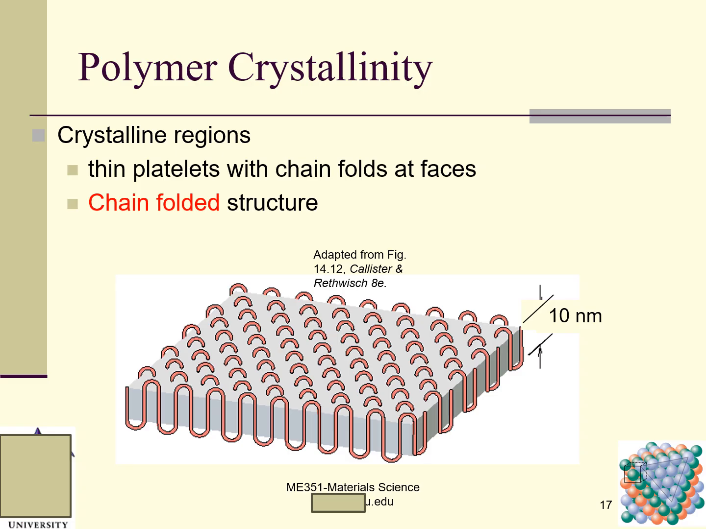Platelet means the small plate, and you should know that. This is a very good way for us to understand this word if we first see the word plate. Plate means a plate, right? Platelet means a small plate with chain folds at the faces. The chain folded structure: you can see the chain goes this way, folded periodically. So the thickness is 10 nanometers.